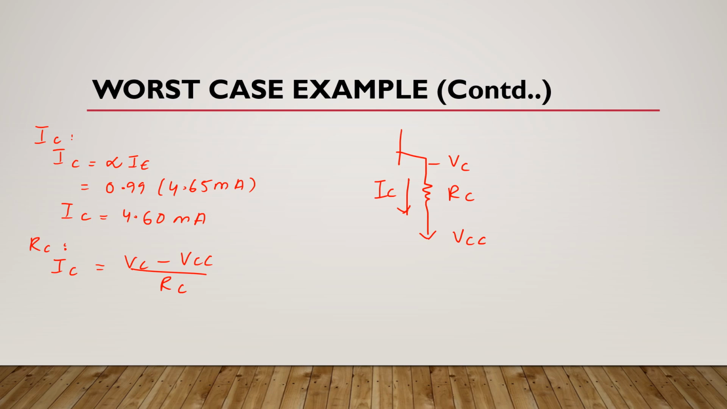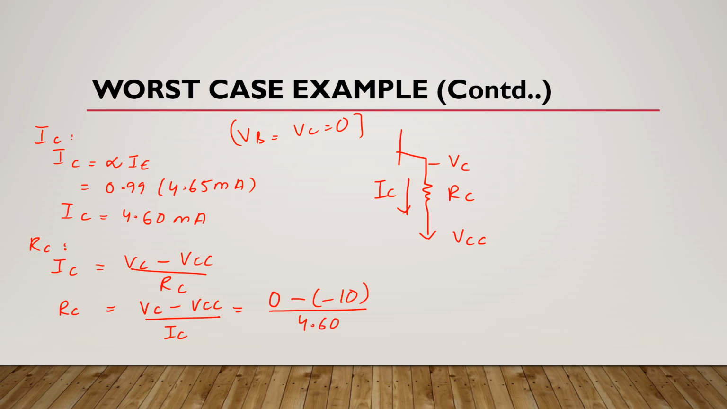Now if we rearrange this equation, we get RC is equal to VC minus VCC divided by IC, and here we know that this VC is 0 because this condition is worst here, where VB is equal to VC is equal to 0, and here this VCC is minus 10, and we just calculated IC, which is 4.60 milliamperes. Now after solving this, you will get RC is equal to 2.17 kilo ohms. So this is your answer.